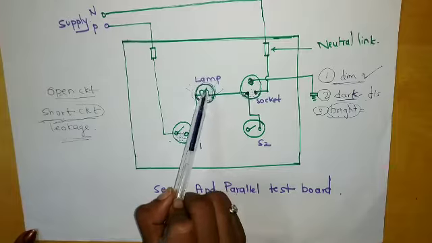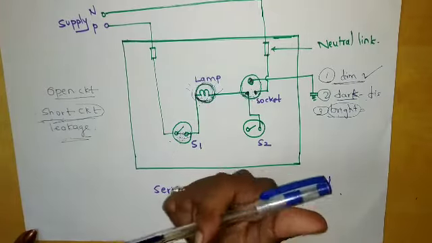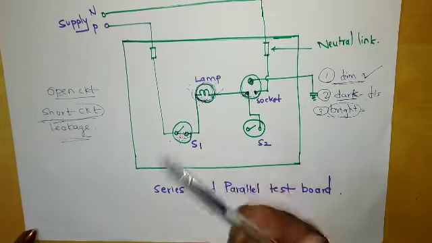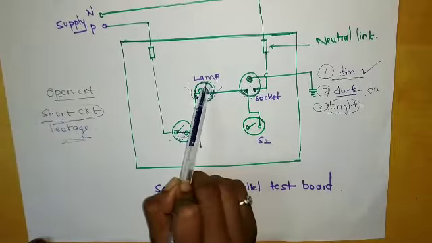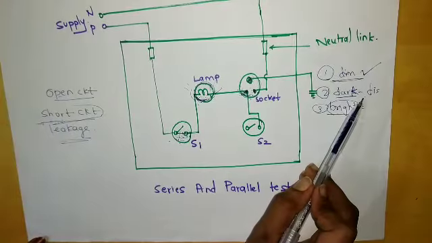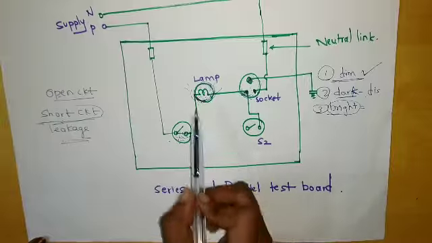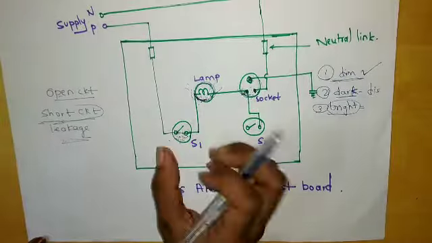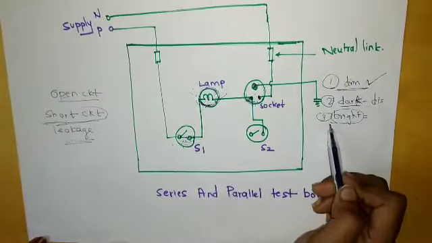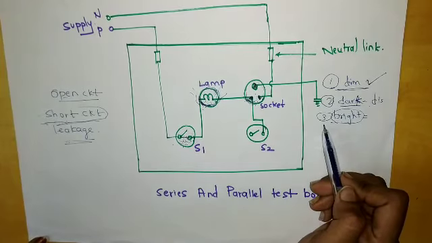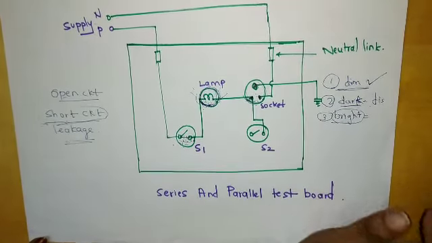So what we learned: if the lamp is dim, our continuity is okay and our appliance is okay. If the lamp is dark, there is discontinuity, that is an open circuit. And if the lamp is very bright, there is a short circuit fault. So this is about the series and parallel test board.